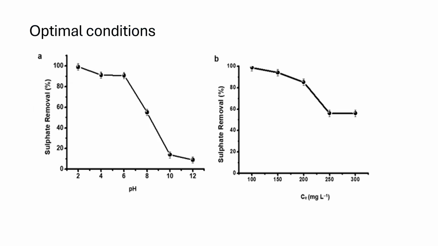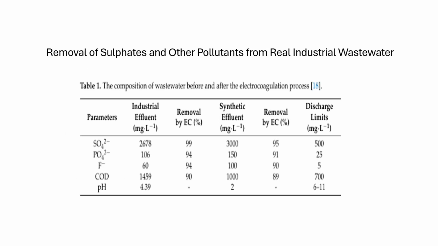Graph A and B display the optimal conditions for separation. The two graphs highlight that sulfate removal is most effective at lower pH levels. The efficiency tends to decrease as the pH increases. Additionally, moderate concentrations appear to optimize the removal process. Table 1 summarizes the factors in numeric data.